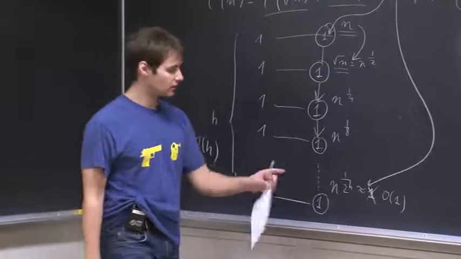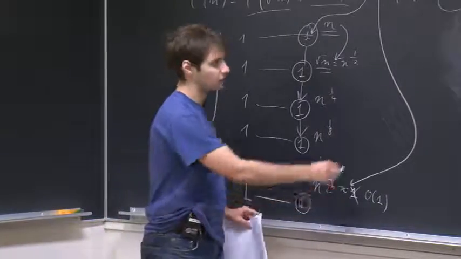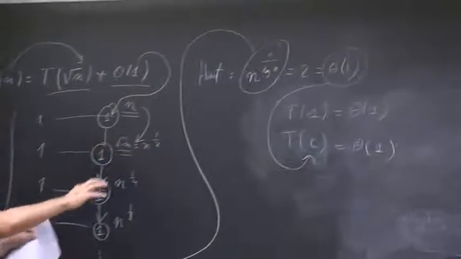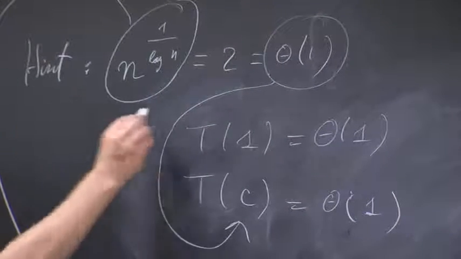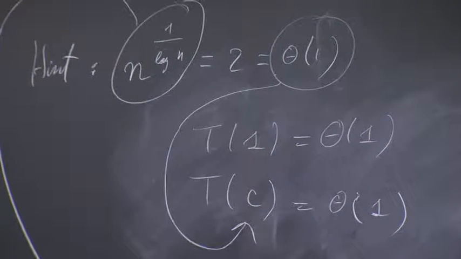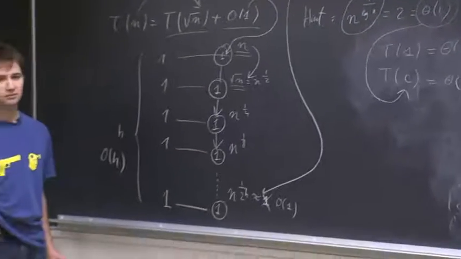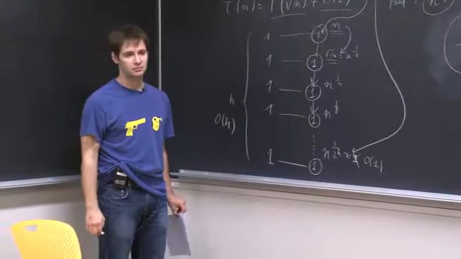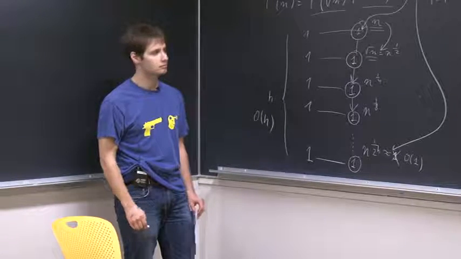So we have to make it equal because we can only stop when we get to the base case. We have to expand the recursion tree until we get to a base case, and then we stop. And this is our base case. Yes, because this is what the problem says should be our base case, right? That hint. N to the 1 over 2 to the h is not equal to n to the 1 over log n.